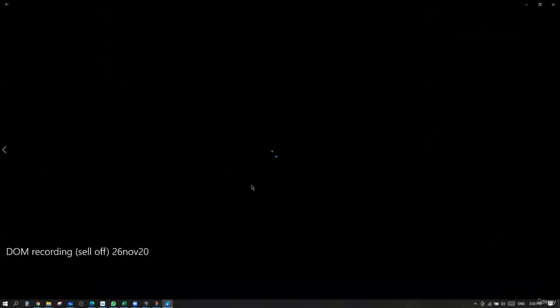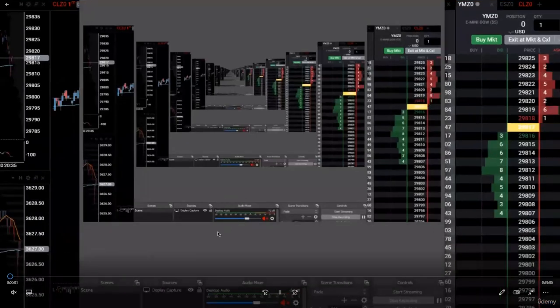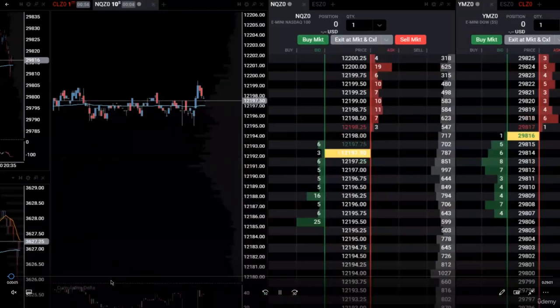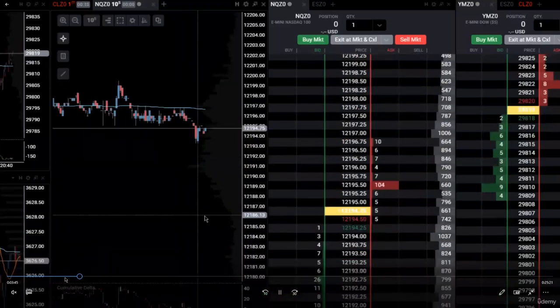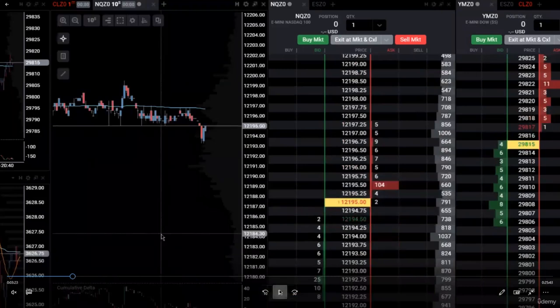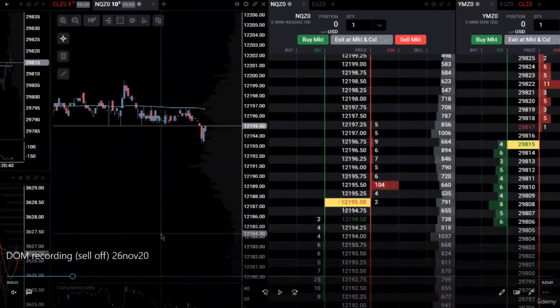So I have a lot of data, the DOM recording of a sell-off on one of the days. Let's take an example of the hunter liquidity. As you can see here, look at this chart, this ladder. We see here on the NASDAQ there is a liquidity of 104. That's a liquidity. The question is, is this guy a prey or a hunter?